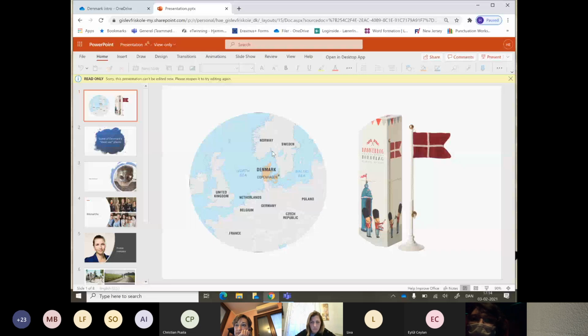And as you can see, this is a table flag. So often when you have birthdays, you have this flag out when we celebrate the birthdays. And we're lucky that Lucas could join us today. And it's actually his birthday today.